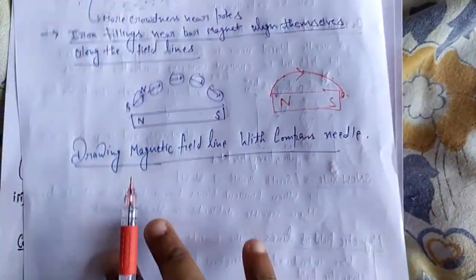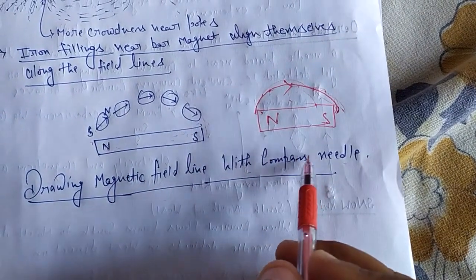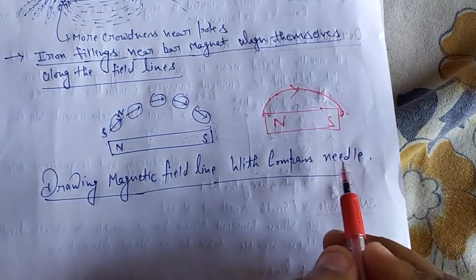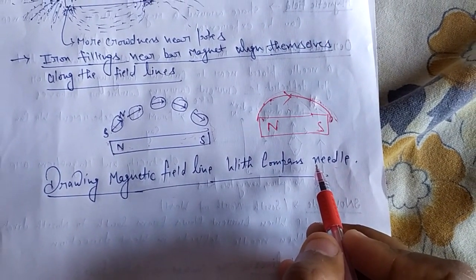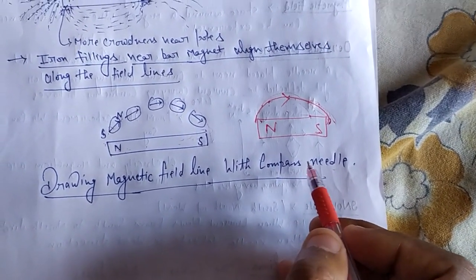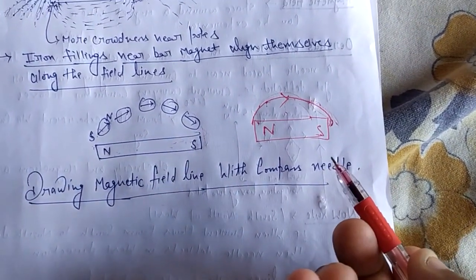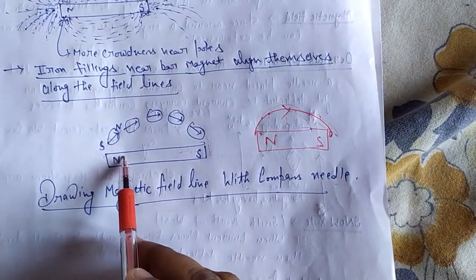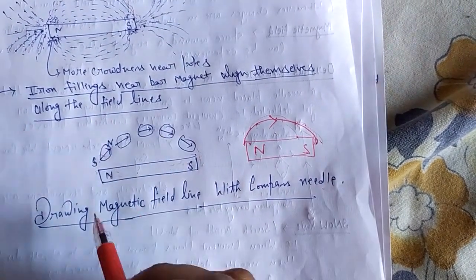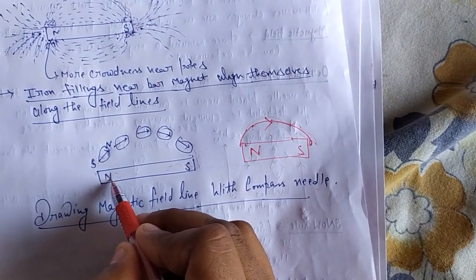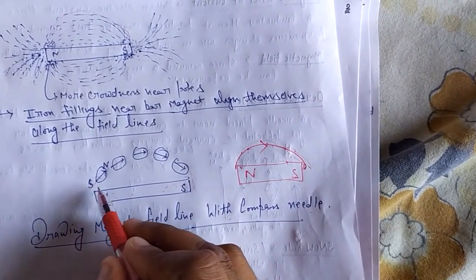Is this clear? The second method is with the help of a compass needle. A compass needle is also an artificial magnet and has north and south poles. It is used to find directions, or in navigation, we can say. Is this clear? If we place a bar magnet and some compass needles around it, then we know very well that like poles repel each other but unlike poles attract each other.